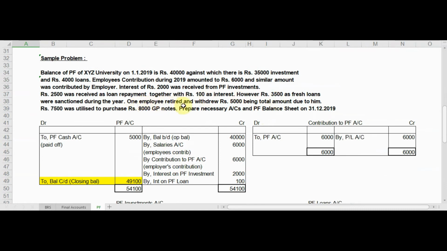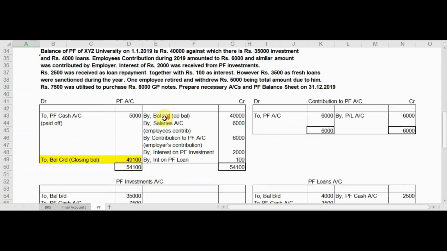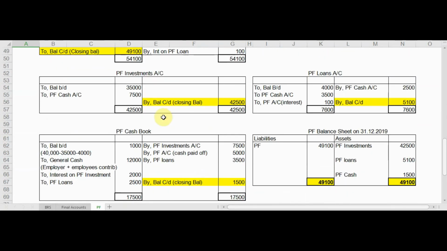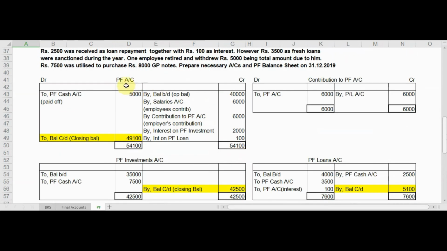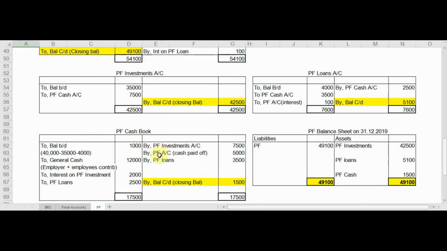Next, one employee retired and withdrew rupees 5,000 being total amount due to him. One employee has retired and he withdrew rupees 5,000, which was the total amount due to him. What is the entry? PF account debit to PF cash 5,000. In PF account it is debited and in PF cash it is credited.